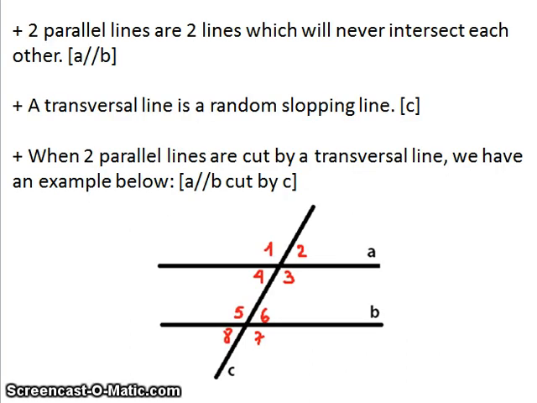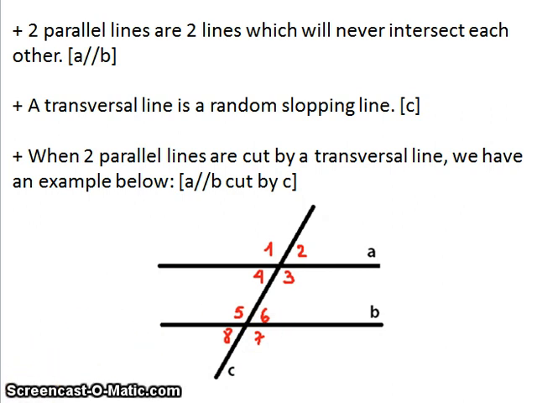Part 1. General knowledge. Just so you know, two parallel lines are two lines which will never intercept each other. A transversal line is a random sloping line. When two parallel lines are cut by a transversal line, we have an example as below. As you can see, line A and line B are parallel lines, and they are cut by a transversal line, which is C. Together, they create 8 angles, which I have already named.